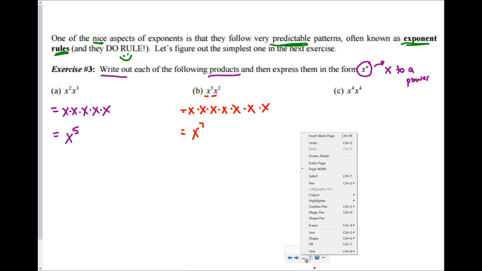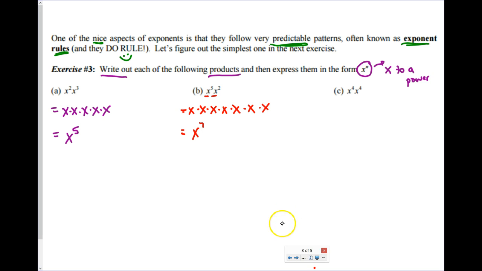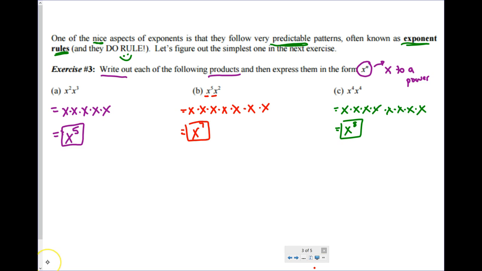Can you try letter C on your own? Pause the video and try letter C. Okay, for letter C, you should have gotten x to the 8th. I've got 4 x's in the first part, 4 x's in the second part, so that's a total of 8 x's. Now, there's an easier way to do this.